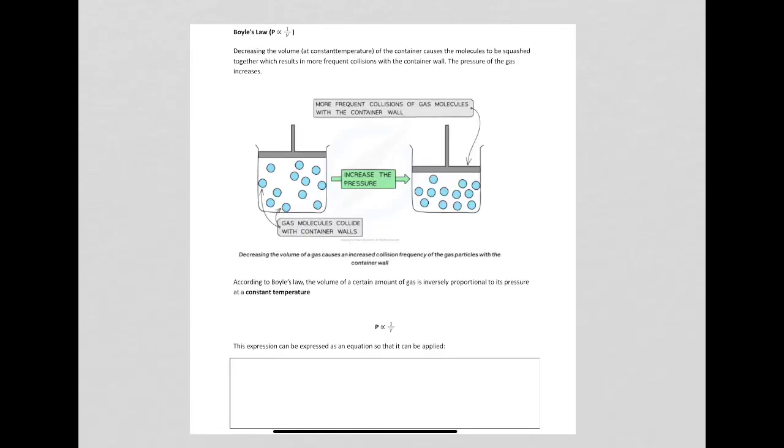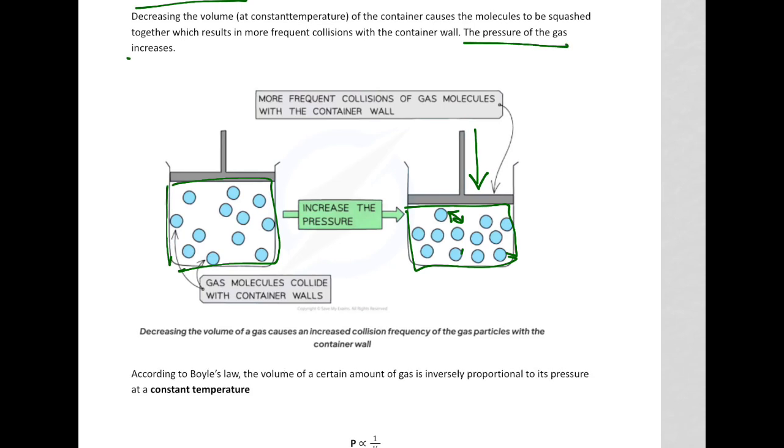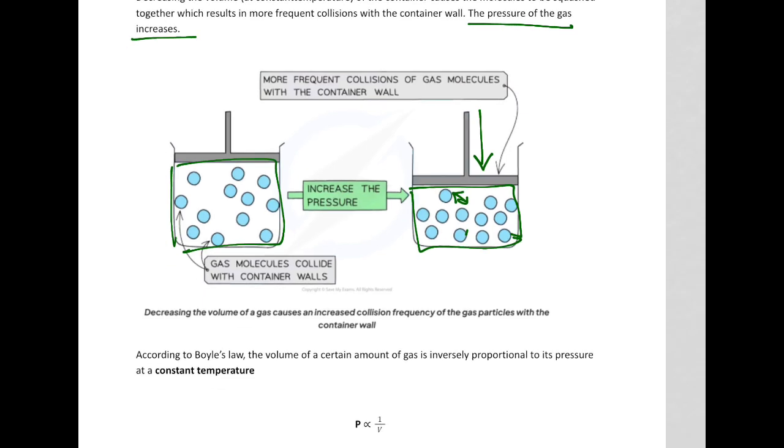Next, we're going to see the relationship between pressure and volume. Now, it was found that when you decrease the volume of a container, so you can see here that the piston is moved down, so the volume of the container has decreased, and we can see that the particles are closer to each other. Because they're closer to each other, there's going to be more frequent collisions with the particles themselves and with the walls of the container. So this is going to increase the pressure of the gas.